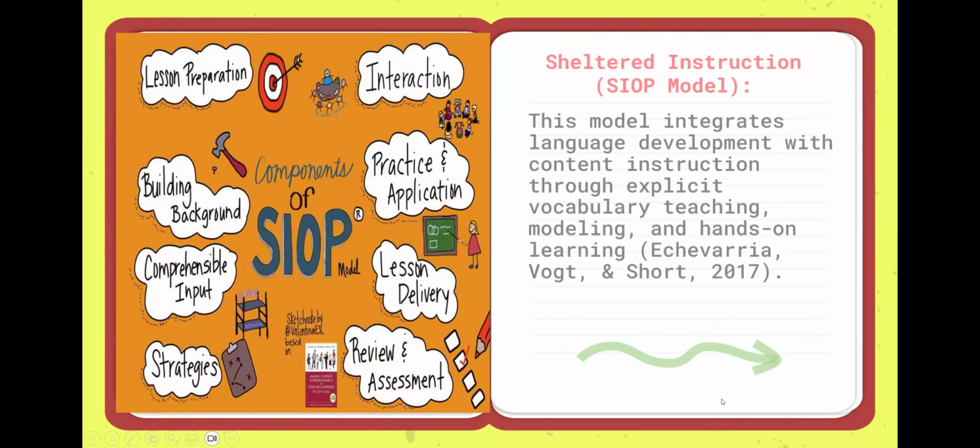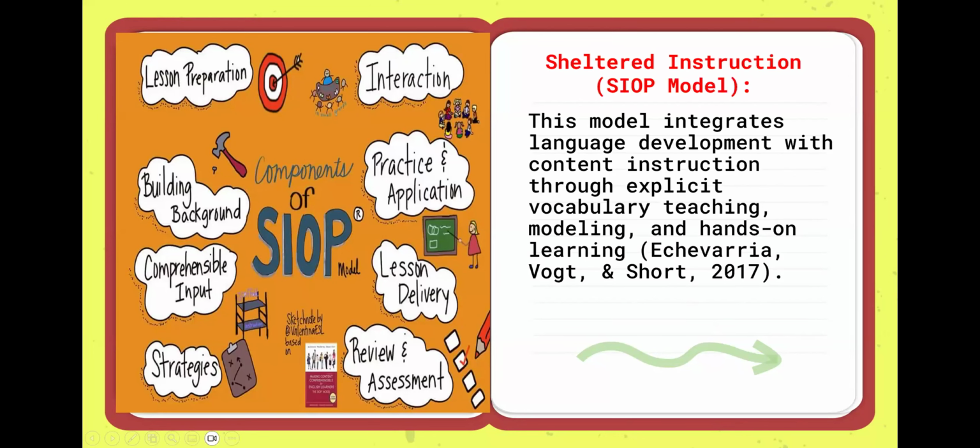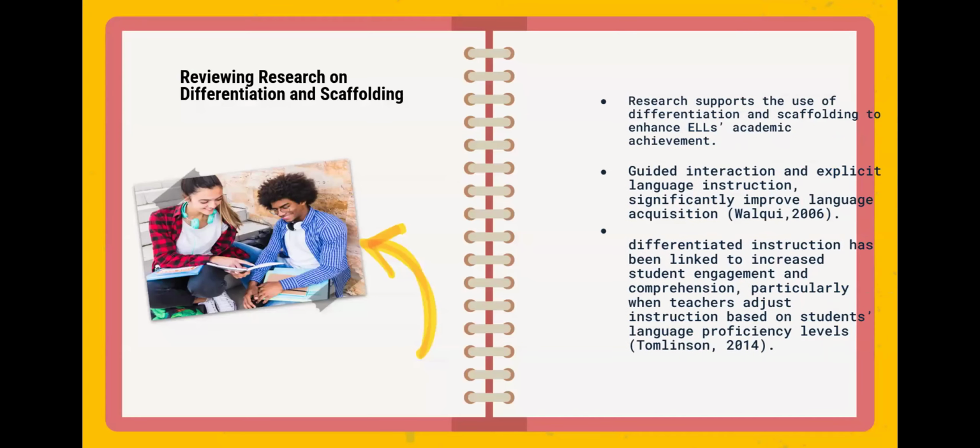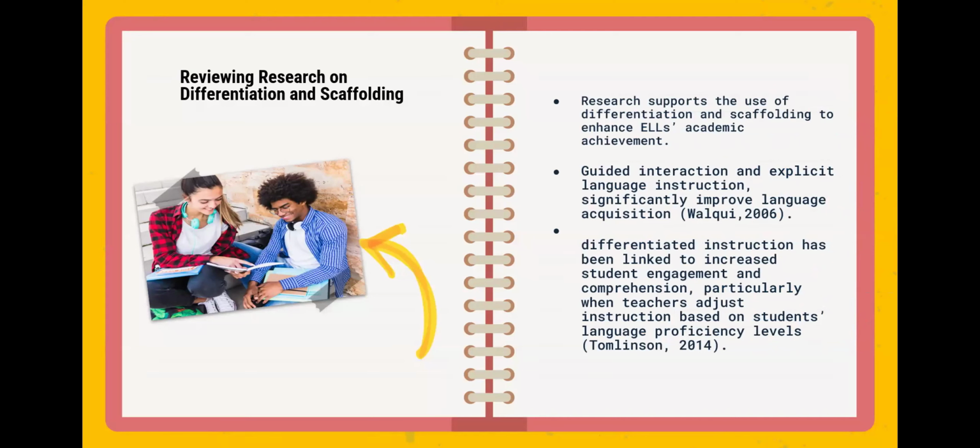Sheltered instruction, the SIOP model. These integrate language development with content instruction through specific vocabulary teaching, modeling, and hands-on learning. Reviewing the research on differentiation and scaffolding: research supports the use of differentiation and scaffolding to boost ELLs' academic achievement. Guided interaction and explicit language instruction significantly improve language acquisition. Differentiated instruction has been linked to increased student engagement and comprehension, particularly when teachers adjust instruction based on student language proficiency level.